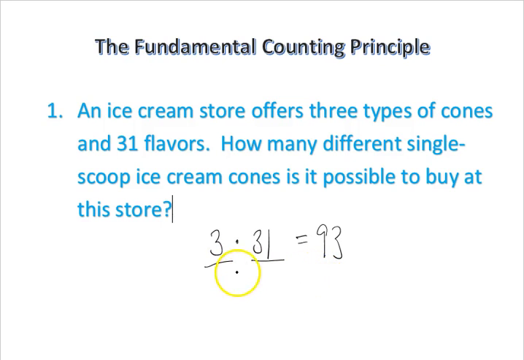The nice thing about this is, what if I had 10 different kinds of toppings? Well, if I had 10 different kinds of toppings, I would just multiply by 10, so I would have 930 possibilities if I was just using one topping at a time. When you get into more toppings, it gets a little more complicated, but for right now, we're in the simple stuff.